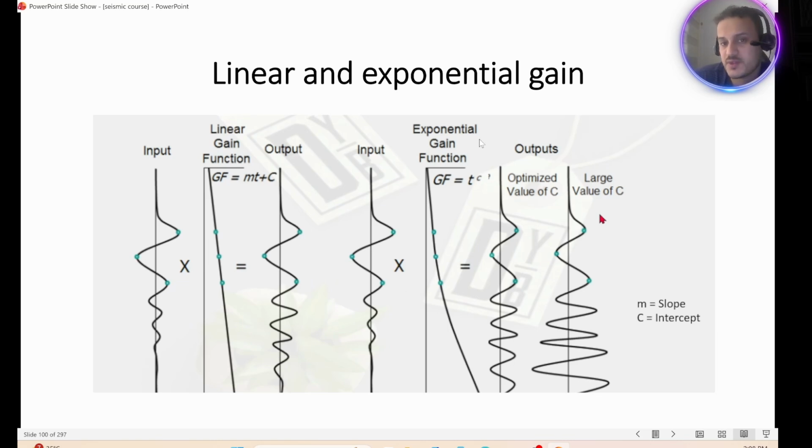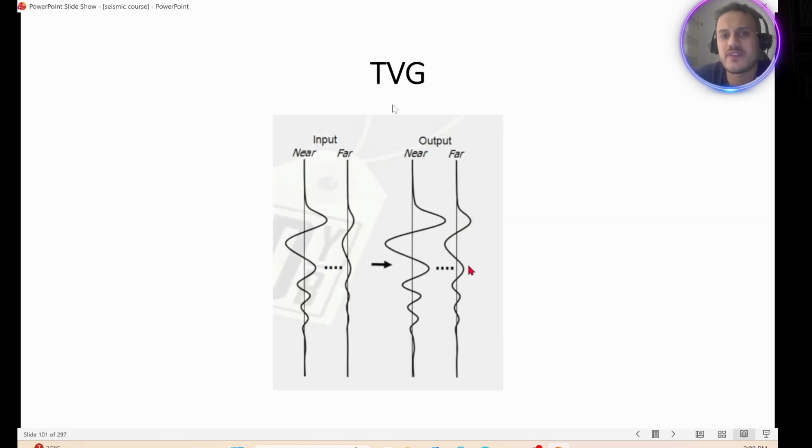And also we have the exponential gain function. This is the time multiplied by c, the intercept, and we're going from this input to this output. So the optimization value of c is what we are looking to find. So we have the time variant gain, we have the near and the far depth. In the near depth, if you have any corrections, you can go from this one to this one, and in the far depth we're going from low frequencies to enhance the low frequencies.